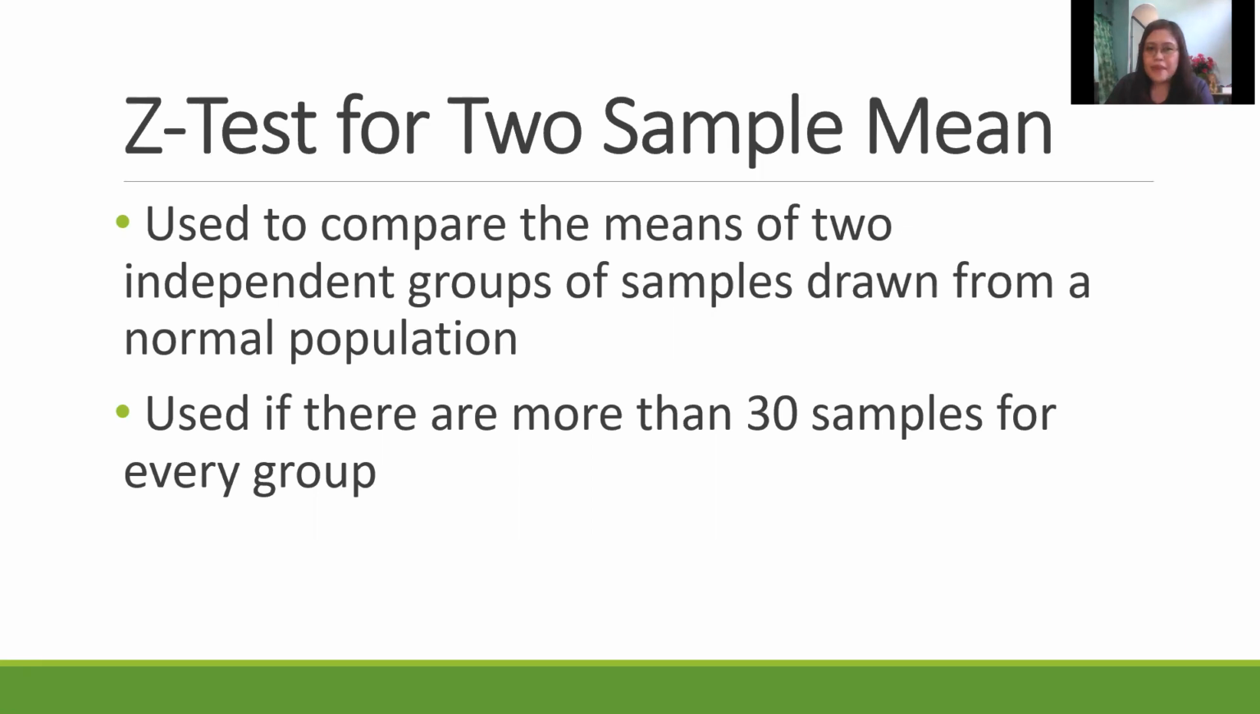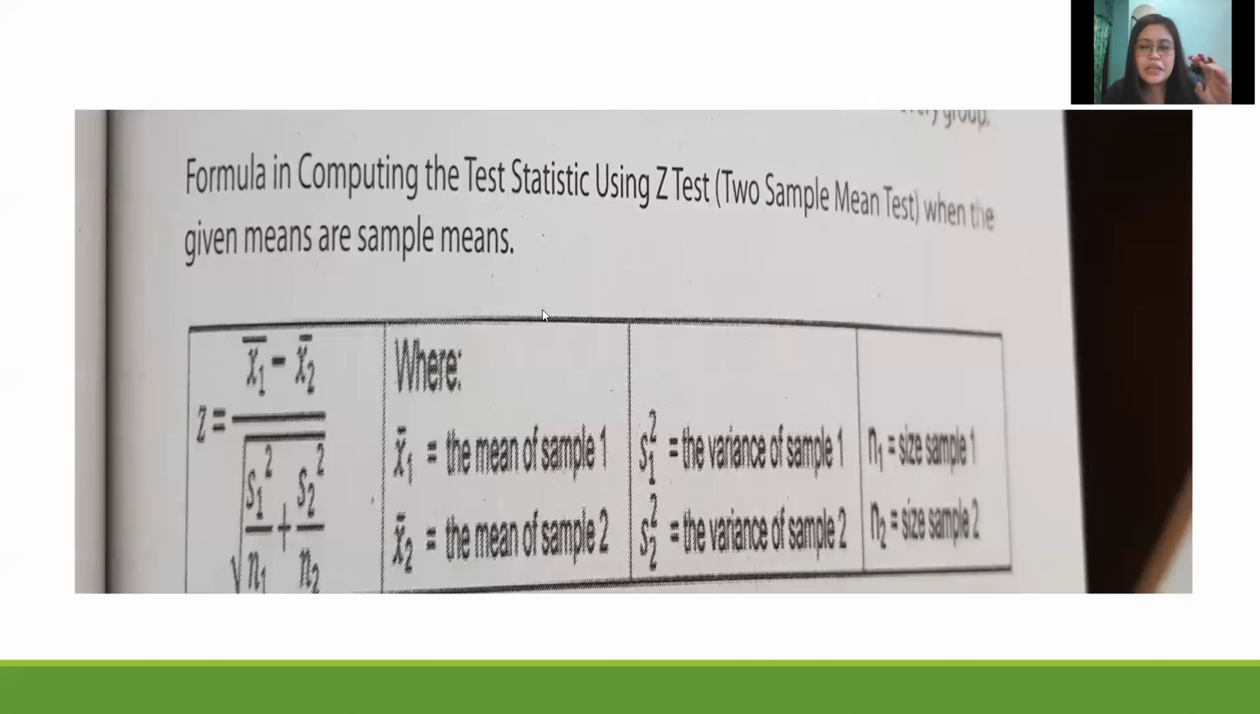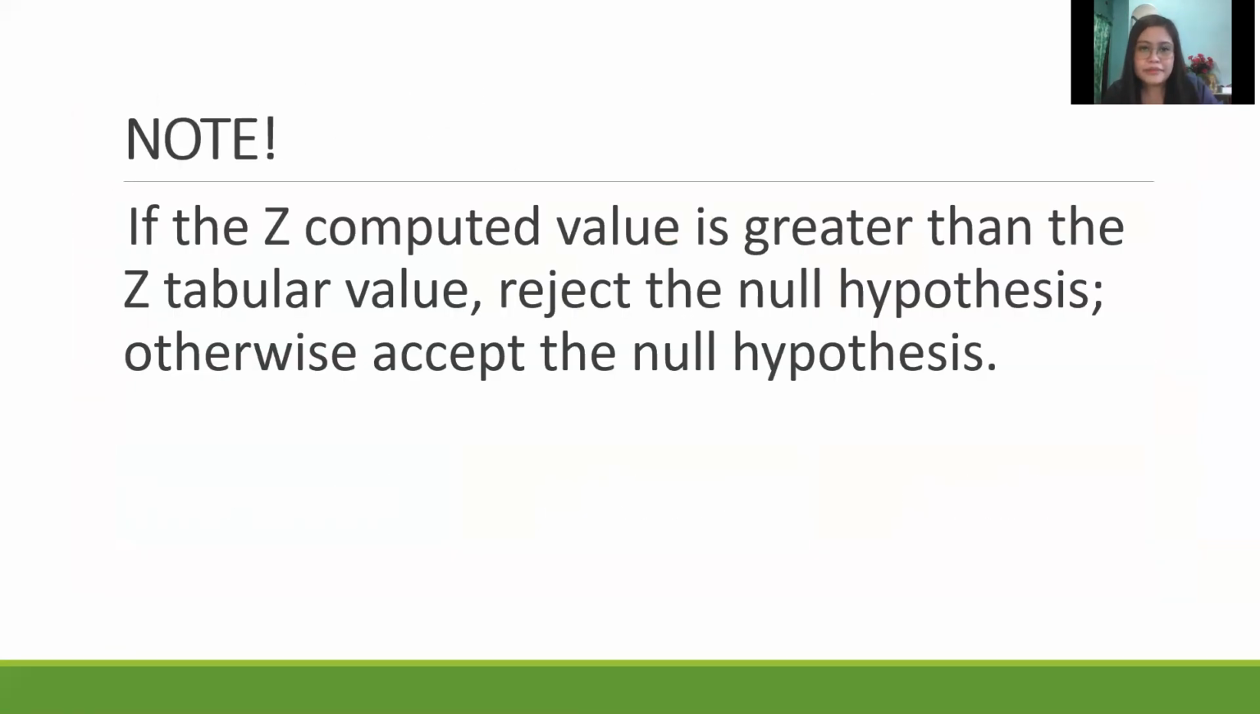So, ang kaibahan niya sa one sample mean is ito, dalawang samples ito drawn from the same population. So, you will not have an information here about the whole population. Instead, you will have two groups of samples, but they are taken from the same population. So, mauna siya ang imuhang i-compare.